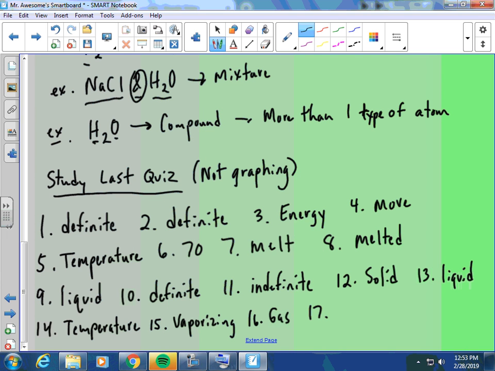All right. Material in this phase has blank volume and blank shape. Okay. All right, so this would be the shape and volume just depend on the container, right? So both of those should be indefinite.